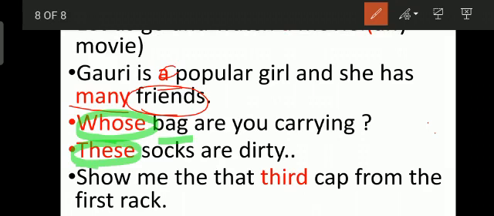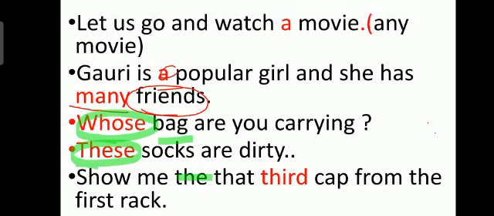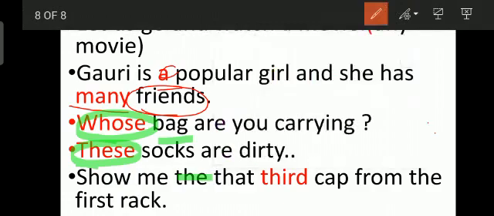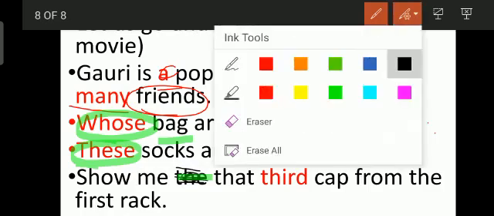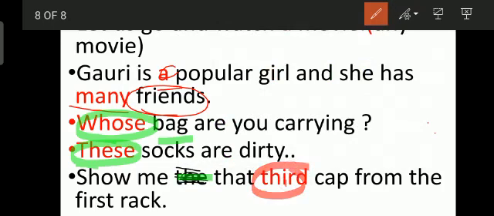Now look at the last sentence. Show me the... actually this is a wrong word. It's a printing mistake. Show me that third cap from the first rack. Third is your determiner because cap is your noun. And from the first rack, first is your determiner because it is followed by the noun.